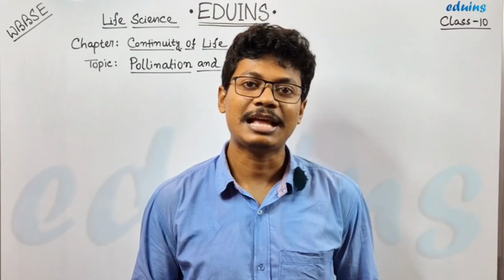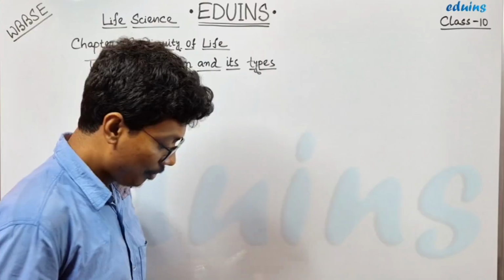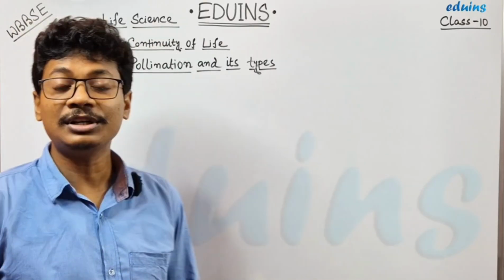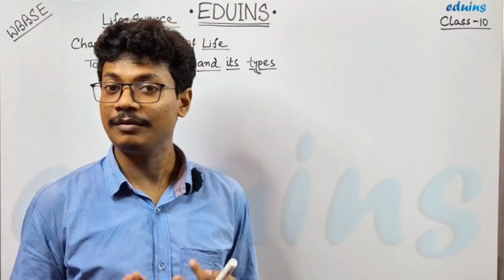Today we will discuss pollination and its types. So what is pollination? Pollination is the transfer of pollen grains from the anther to the stigma of the flower.